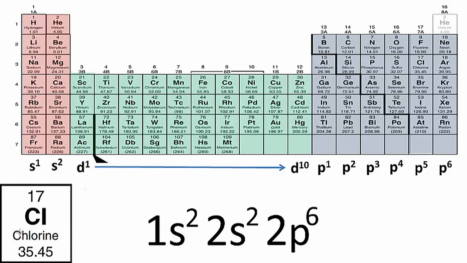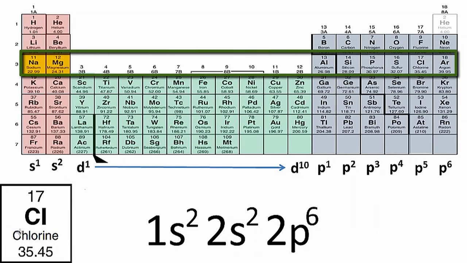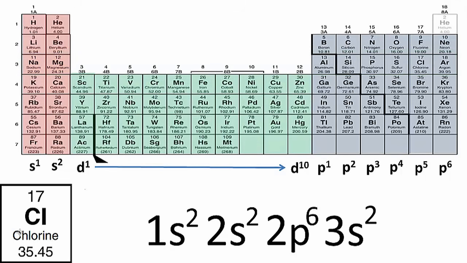We go down to row 3, we have 3s1 and 3s2, those are full, so we write 3s2. We're back over across to the p block, and we can see chlorine's there at p5, so we're almost there. So we put 3p, and since chlorine's in the p5 group, 3p5. That's the electron configuration for chlorine.